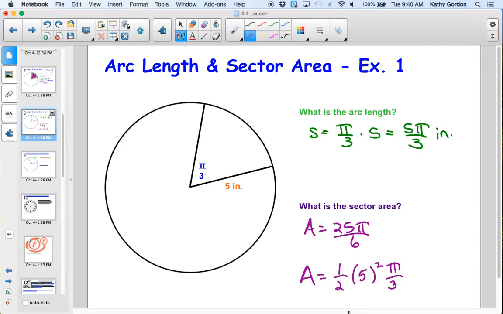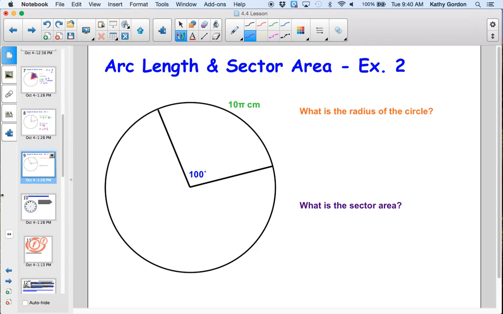Okay. I knew that was the same as 1.5 pi. All right. Let's try one more.